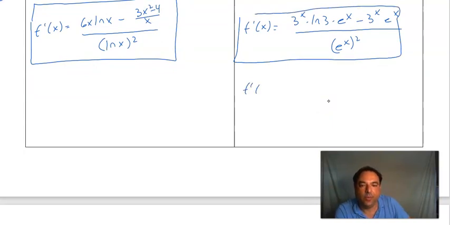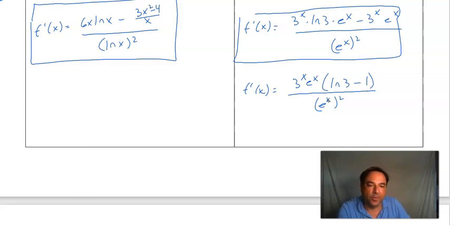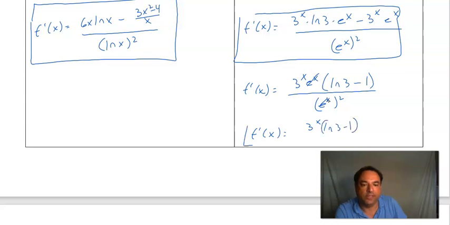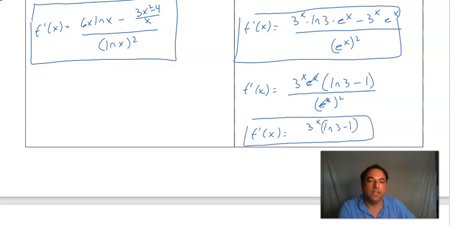But some of you may be saying, well, couldn't you pull out or factor something? Yeah, you could pull out the 3 to the x e to the x, and then you'd be left with ln of 3 minus 1 over e to the x squared. Then yes, if you want to keep simplifying a little bit further, the e to the x over the e to the x, you would have 3 to the x times ln of 3 minus 1 in parentheses. But again, either one, the bottom would be the most simplified.